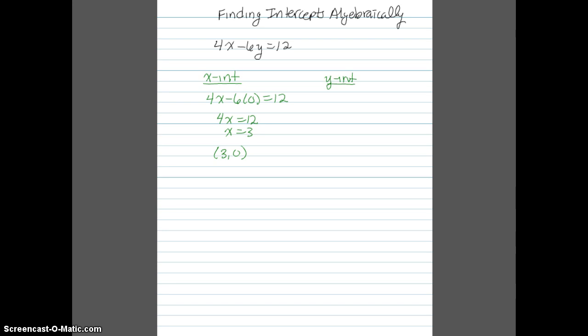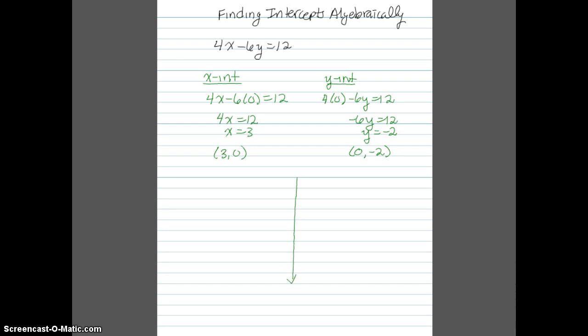For the y-intercept, I'm going to set the x value equal to 0. Just making sure to substitute with parentheses. Now that term with the 0 disappears. I get negative 6y equals 12. Dividing by negative 6, I get a negative 2. And I have the ordered pair 0, negative 2. So using just these 2 points, it's enough for me to graph the line.